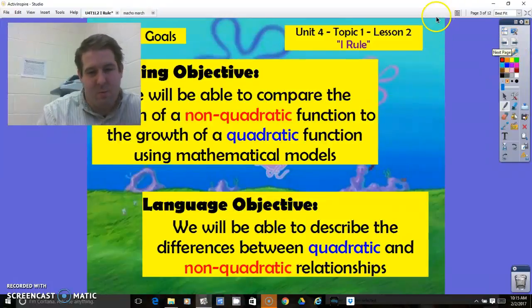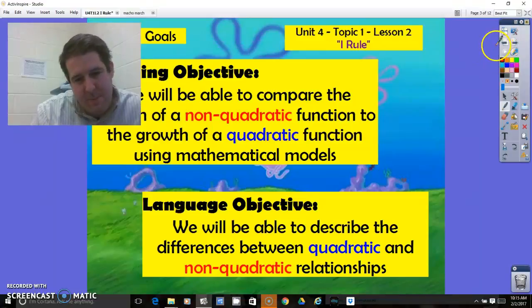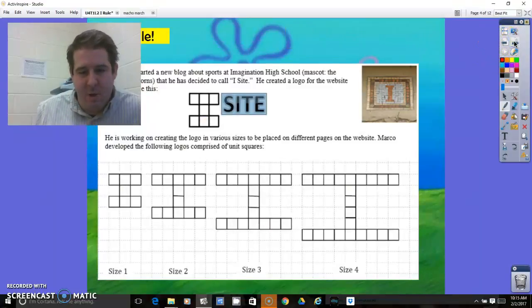All right, so now let's get to the actual lesson itself, called I Rule. In this lesson we're going to once again explore patterns that are both quadratic and non-quadratic and be able to write and model them as equations, both recursively and explicitly.